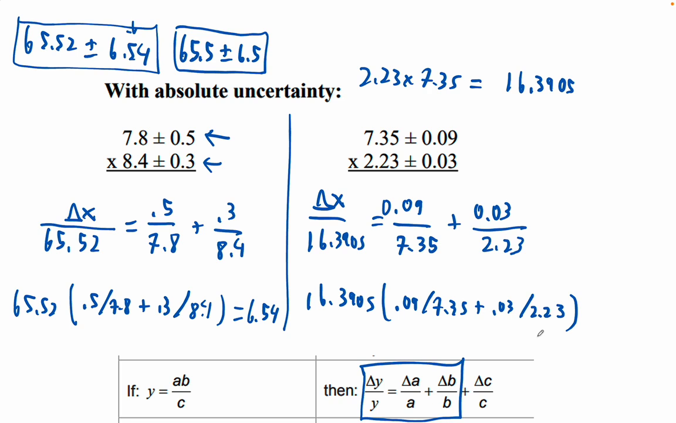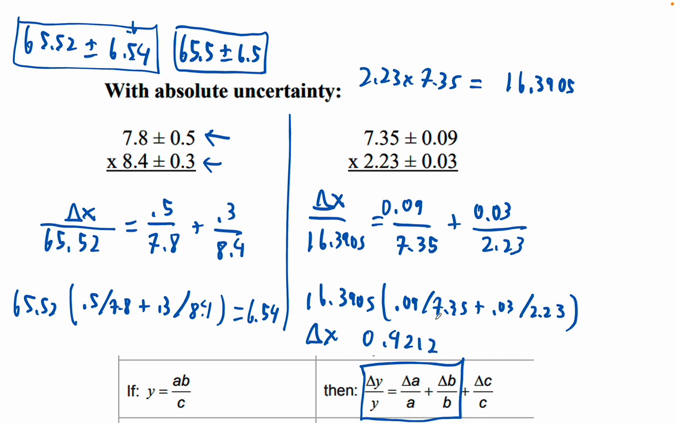Do I have the right numbers? I feel like I do. Let's see, just double check here. I don't want to make a mistake. It's sad to make a mistake. I get 0.4212. Okay.